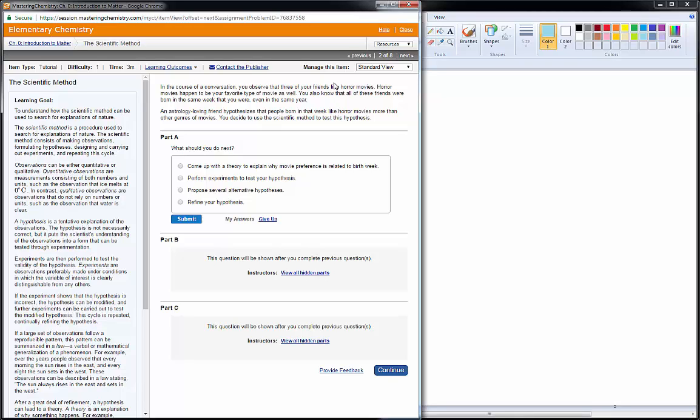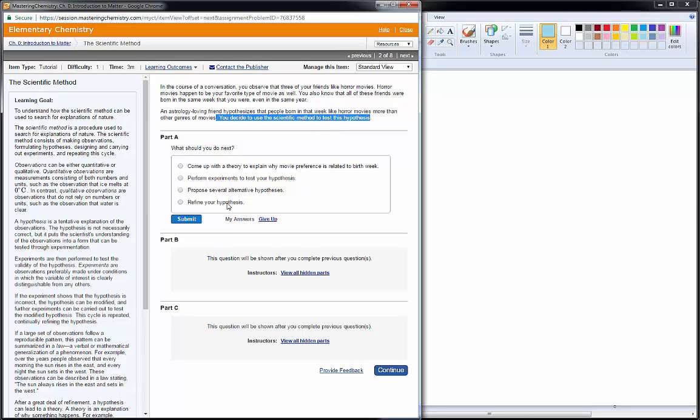In this particular sample, you and 3 of your friends like horror movies. And you know that you were born in the same week, in the same year. So maybe this is an astrology thing. So what should you do next? Knowing that you want to use the scientific method to test the hypothesis, then you're not going to propose alternative hypotheses because you haven't eliminated this one by testing it yet.